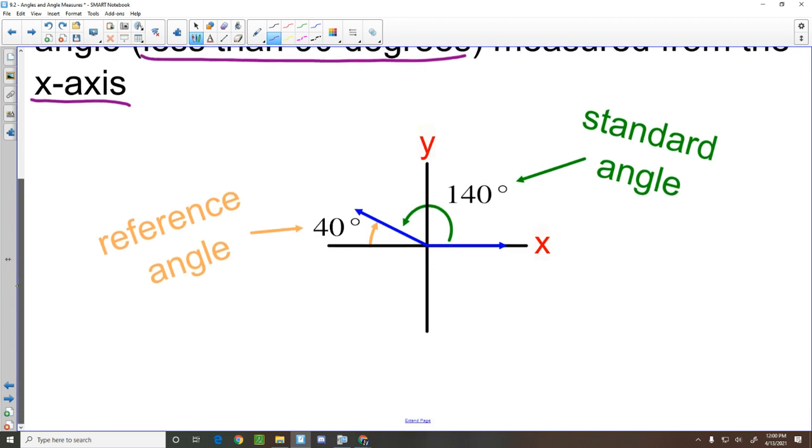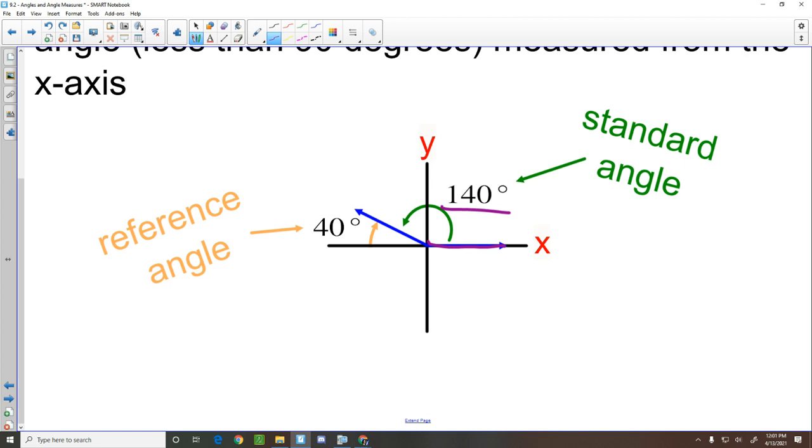The second thing is we're measuring this value from the x-axis. And so some of your reference angles are going to be compared to the positive x-axis. Others are going to be compared to the negative x-axis. And so look at this example right here. This standard angle is 140 degrees. I want the reference angle for 140 degrees. It needs to be acute, and it needs to be measured from the x-axis. Well, this is from the x-axis, right? It's measured from right there. That's the positive x-axis. But is 140 degrees an acute angle? It is not. It is an obtuse angle.